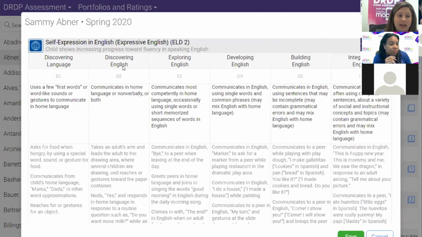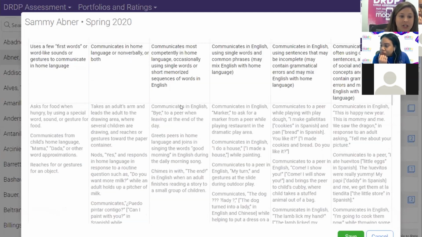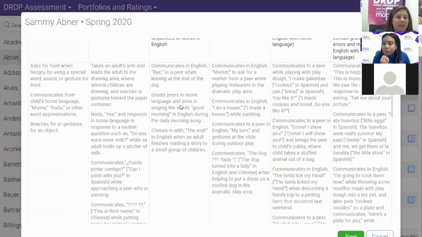The next one is discovering English. Communicates in home language or non-verbally or both. So we know that Sammy can communicate in language as well as non-verbally. The next one is exploring English. Communicates most competently in home language, occasionally using single words or short memorized sequence of words in English. So let's look at that one because it says that she uses single words, and we know that when she was naming items off the cashier, she was saying words. So let's look at what that looks like on our examples.